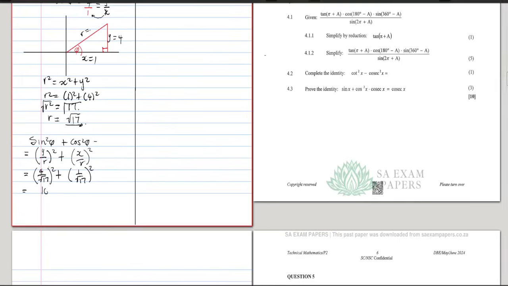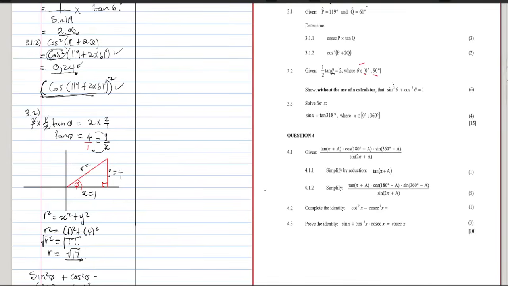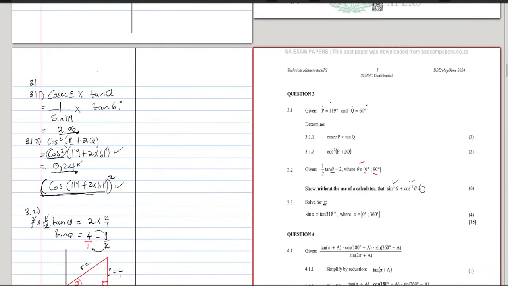Then we continue. 4 squared, that's 16, and then square root 17 squared, that's 17, plus 1 squared, that's 1, square root 17 squared, that's 17, equals, the denominators are the same, it's not 77 but 17. The denominators are the same, we're just gonna add the numerators and take the common denominator. 16 plus 1, that's 17. 17 over 17, that is 1. We just proved that sine squared plus cos squared is equal to 1. Now it's time for solving for x.